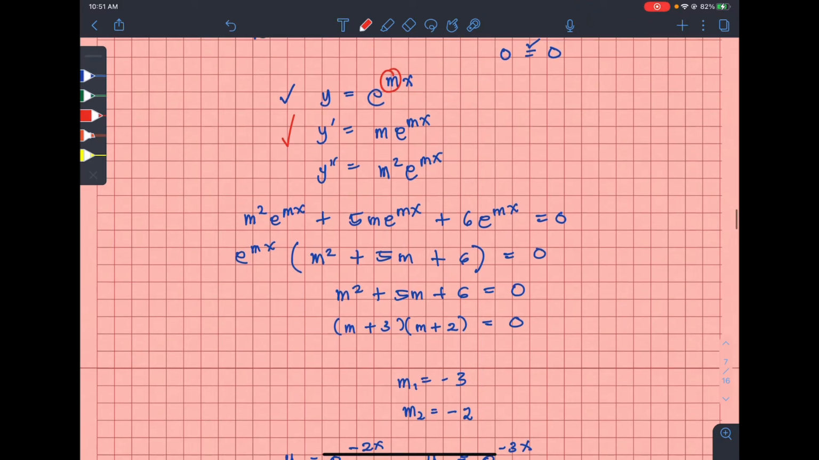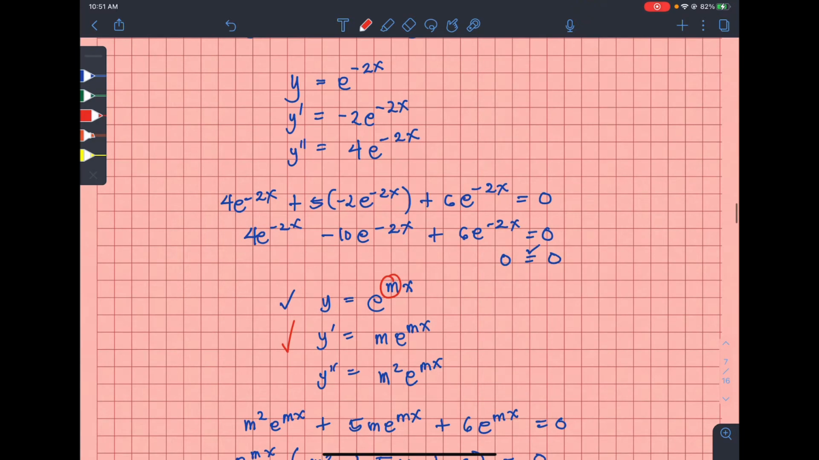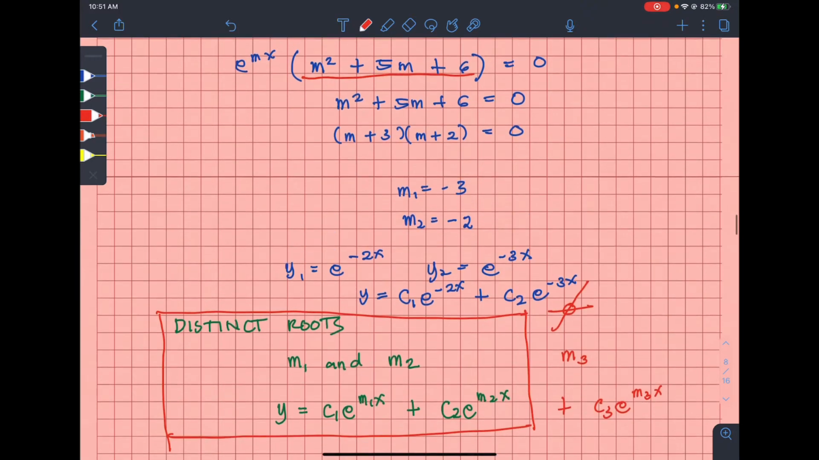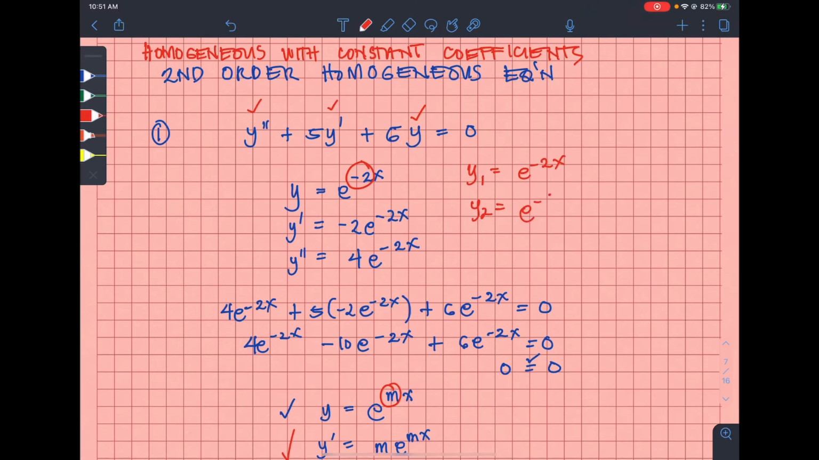And from here, since this is equated to 0, this m squared plus 5m plus 6 could be factored out. Once you factor it out, that will be m plus 3 and m plus 2 equals 0. And thus our m sub 1 is negative 3, the other is negative 2. As you can see, this negative 2 is the first solution, so our first solution is e raised to negative 2x. Our second solution would be from the second root, which is negative 3, which is e raised to negative 3x. Those are the two solutions of the given second order differential equation.